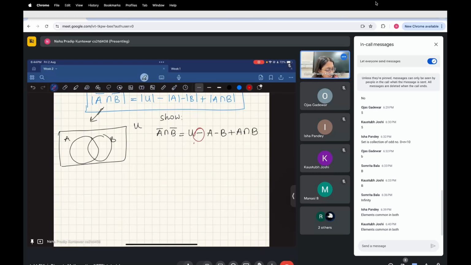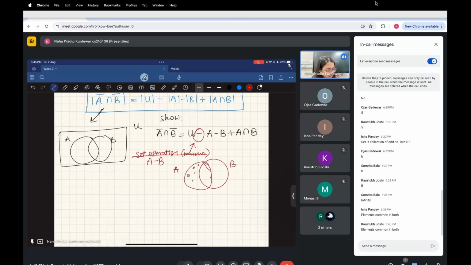Also, let me briefly define this notation A minus B. This is a set operation that you perform on two sets. It is read as minus or set minus. What does this look like in terms of a Venn diagram? Say these are your two sets A and B, and what this means is all the elements that are there in A but not in B would belong to the set. I'll call this S prime.